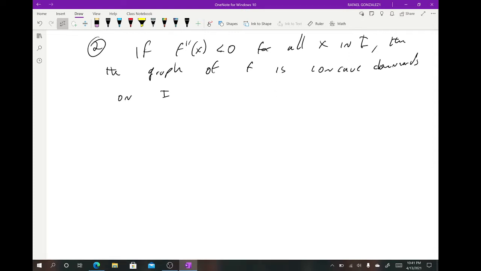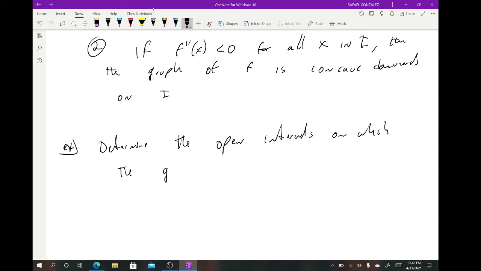Now, let's work on an example. So let's determine open intervals on which the graph of f of x equals e to the negative x squared over 2 is concave up or down.